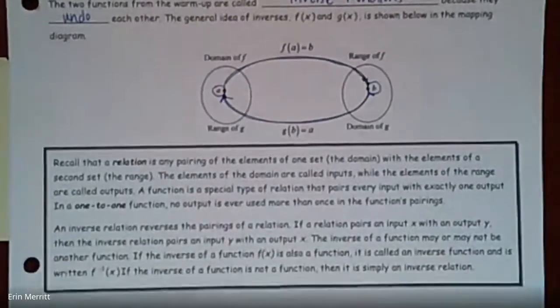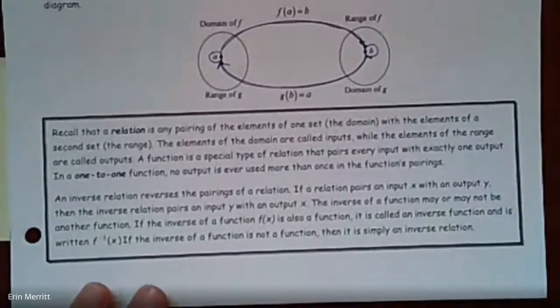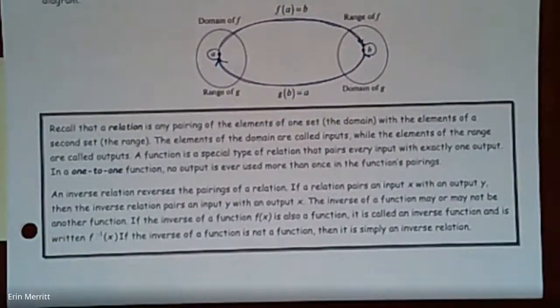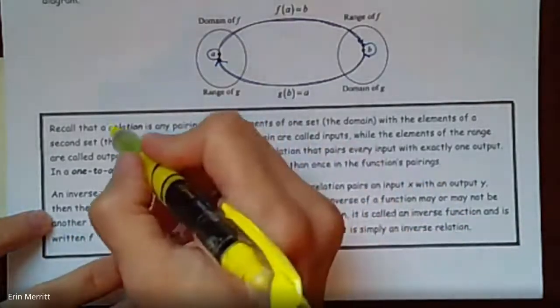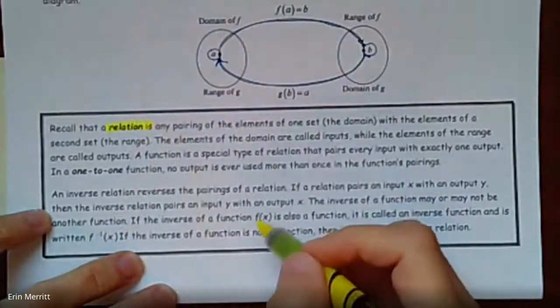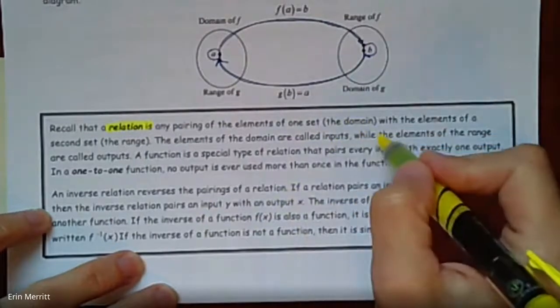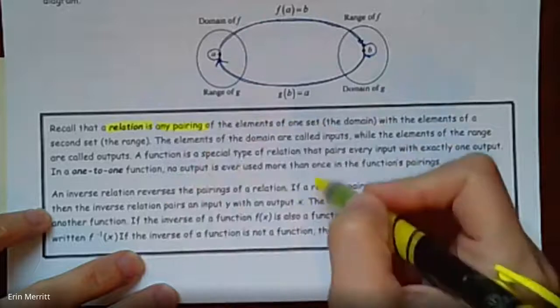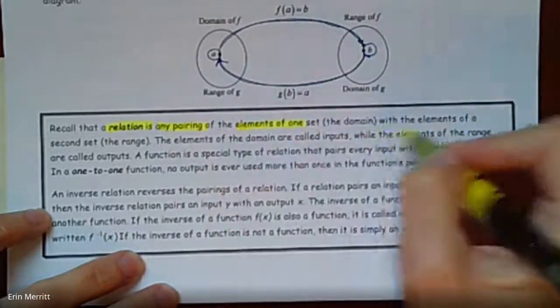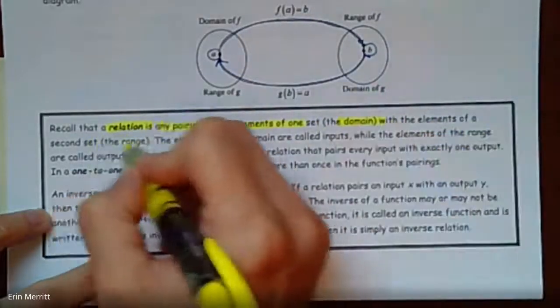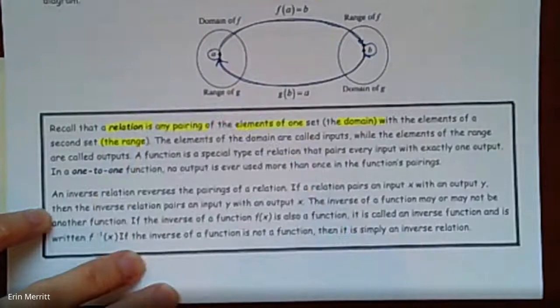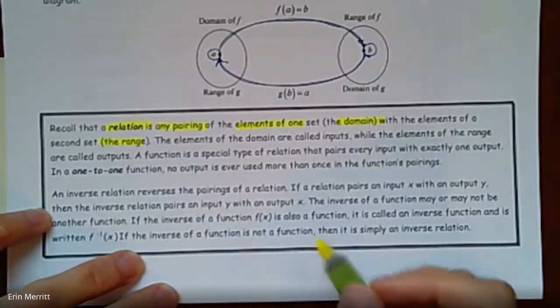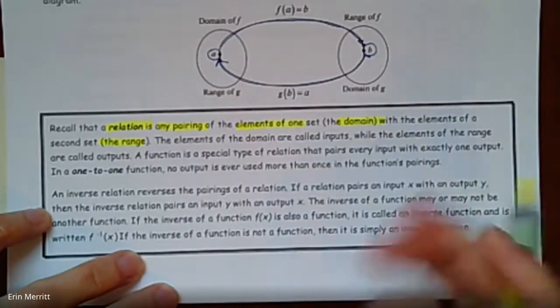So down at the bottom, maybe if you have a highlighter, you can just underline. It has some reminders in here. It says recall that a relation, right? A relation is any pairing of the elements in one set, the domain, with the elements of the second set, the range. So it's any pairing of the elements from the domain to the range. It's saying the elements of the domain are called your inputs, the elements of the range are called your outputs. We know that.